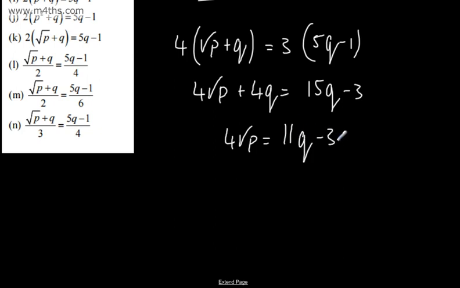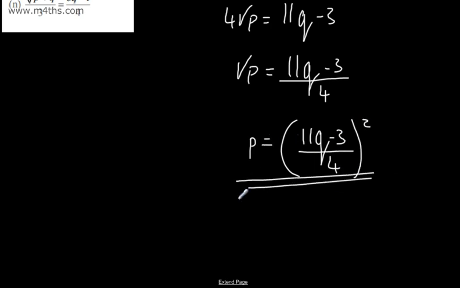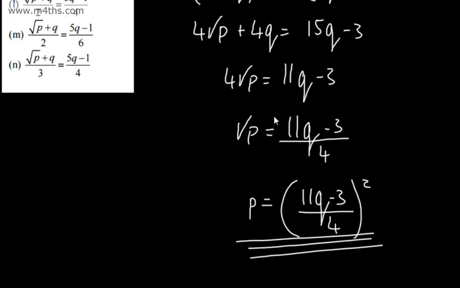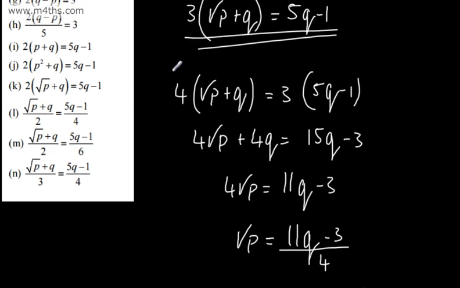Just remember, I'm constantly trying to get back to just having p on its own over here. Dividing both sides of the equation by 4, 11q minus 3 divided by 4. And then I'm going to square both sides of the equation. So p is going to be equal to the quantity 11q minus 3 over 4 all squared. And that will give me p in terms of q. Lots of steps, nice and straightforward, and all we're doing is exactly like we would if we were solving an equation with unknowns on both sides.